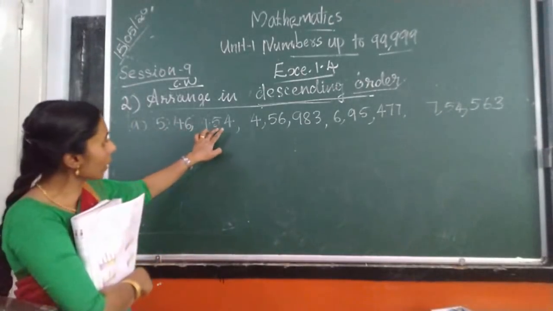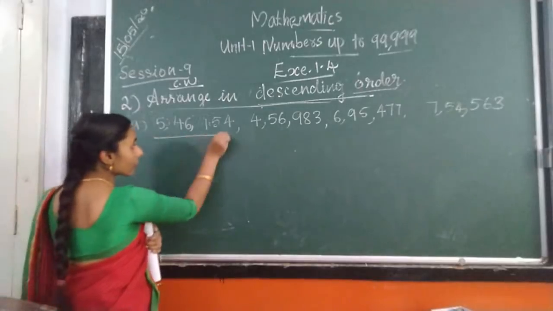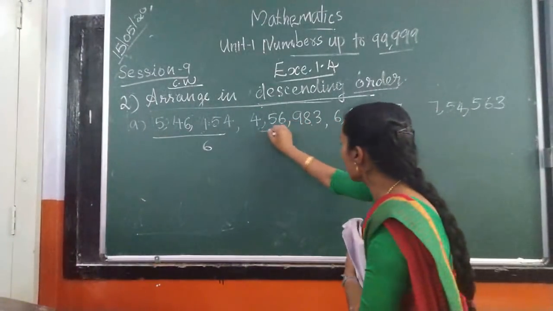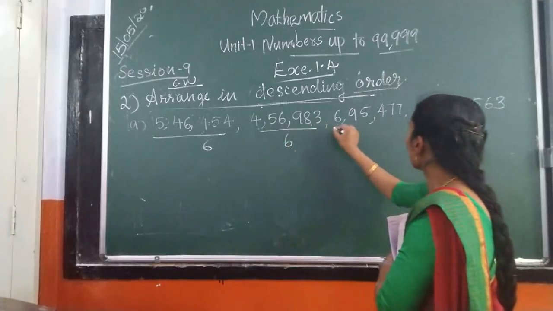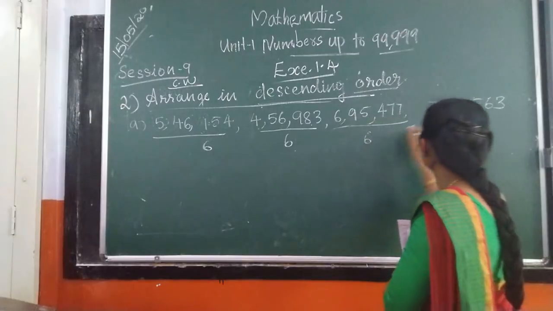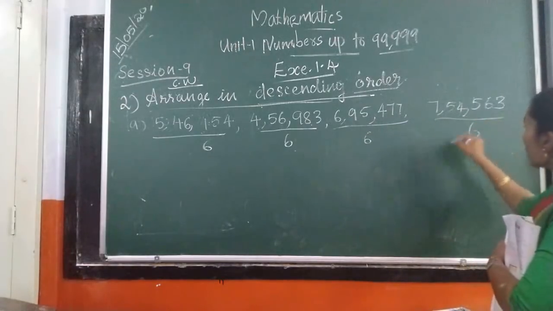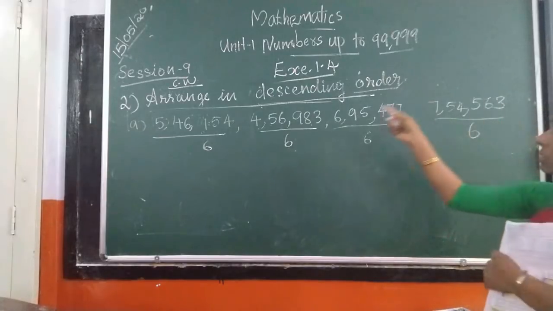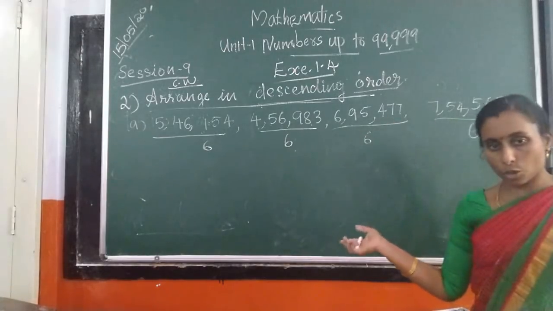Here, first, what is the step? To count the digits. 1, 2, 3, 4, 5, 6 digits here. Here how many digits? 6 digits. Here also 6 digits. Here how many digits? 6 digits. Here also 6 digits. What we will do? All numbers have the same digits.